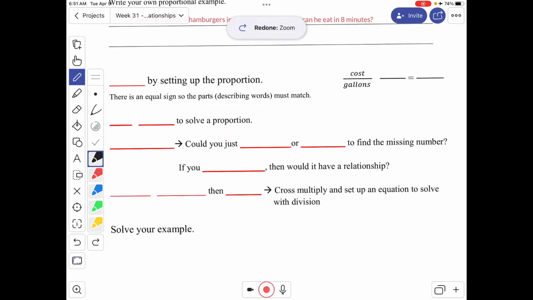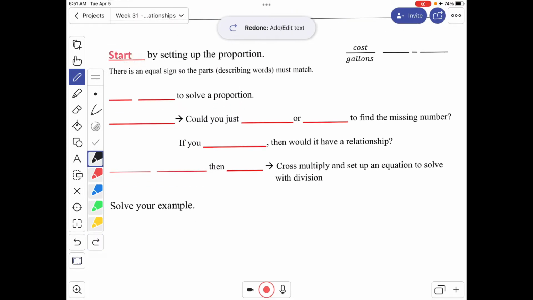To solve a proportion, you start by setting up the proportion, which is 2 fractions that are equal to each other. Let's go back to that very first example where we were comparing gallons of gas to the cost of gas. So I've set up my proportion, and the rate is going to be those 2 numbers that we started with. They were in the same little phrase right before the parentheses.